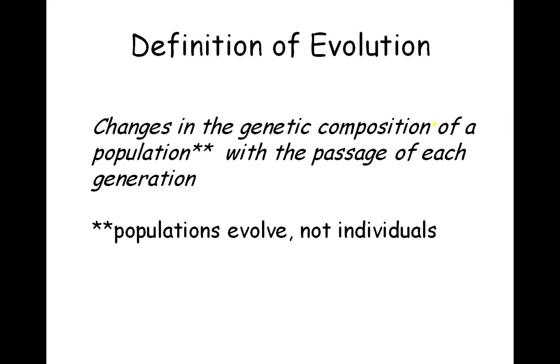So to wind things up, let's look at our definition of evolution: changes in the genetic composition of populations, not individuals, with the passage of each generation. So again, we have this idea that reproduction has to occur for evolution to occur, and that within the population, there's a change in the genetic makeup of that population.